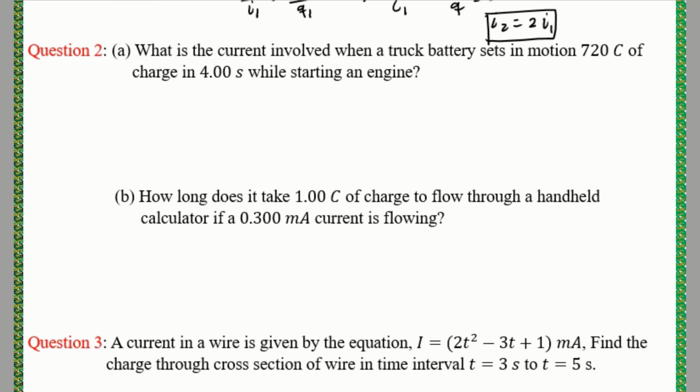Question number 2. What is the current involved when a truck battery sets in motion 720 coulombs? This is the charge Q, in 4 seconds, this is the time. Now I equals Q over T. It's a direct question. 720 over 4. So the current is 180 amperes.